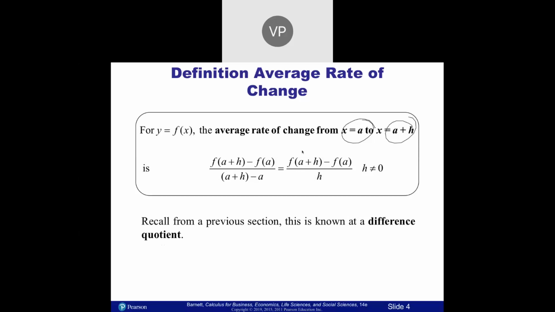Now, obviously, h cannot be 0 because you can't have a 0 on the bottom, but mainly because if h was 0, that picture I just erased, that means you traveled 0 amount. You didn't move at all, so there will be no average rate of change. You can't measure it if you don't move. Okay, so this is called the difference quotient.